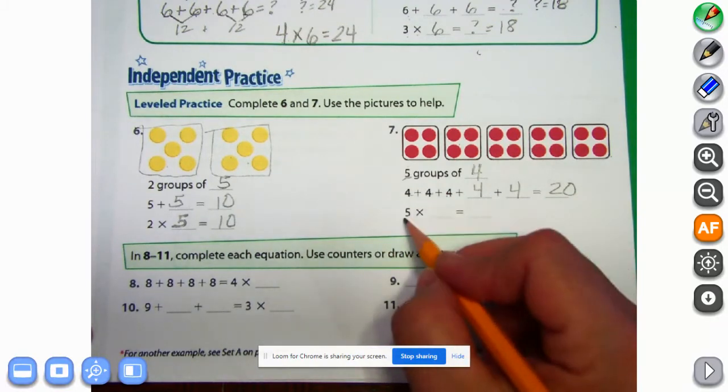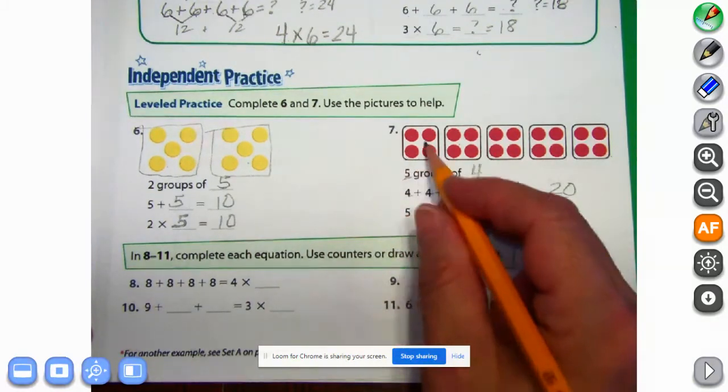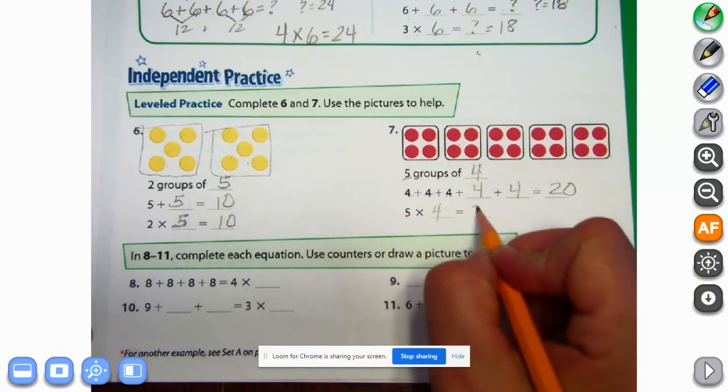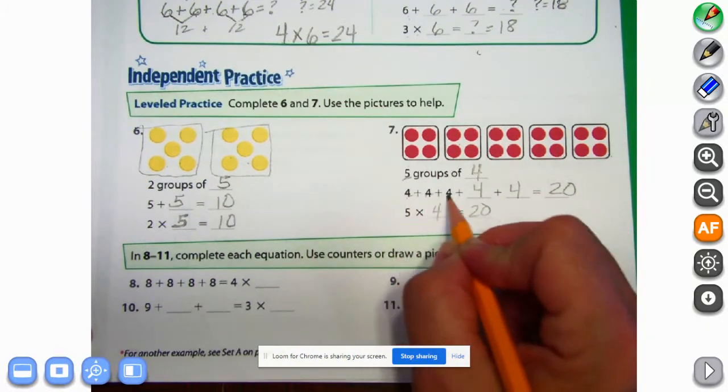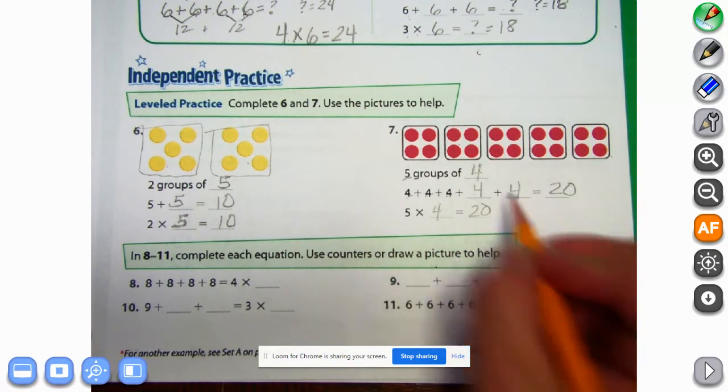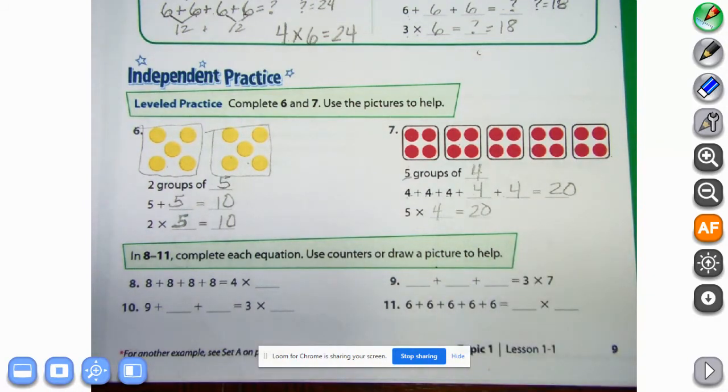Skip counted by 4. 5 groups of 4 is the same as 4 plus 4 plus 4 plus 4 plus 4. I said floor. Oh, goodness sakes.